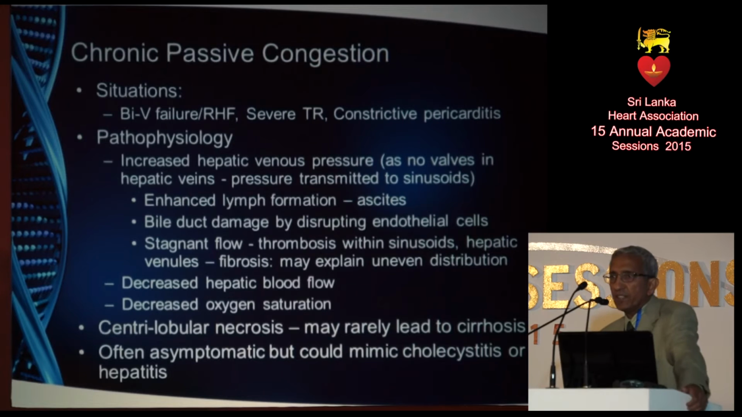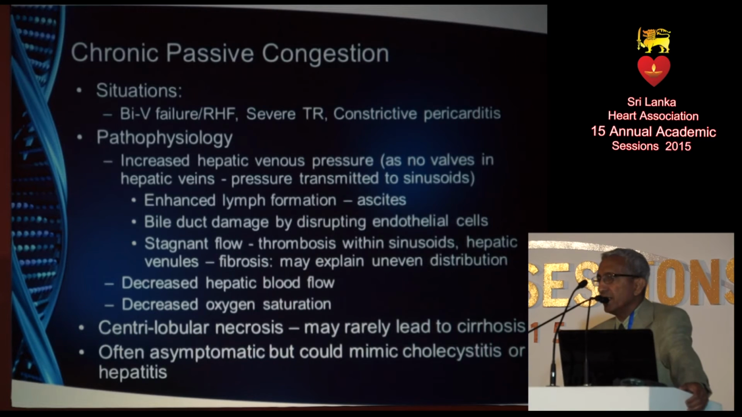The second group that we are looking at would be the chronic passive congestion due to chronic heart failure. So predominantly, this is a right heart failure problem, which obviously could be secondary to left heart failure, which is biventricular failure. On the other hand, one could have severe tricuspid regurg, constrictive pericarditis, restrictive pericarditis, and so on. So the primary problem here is the increased hepatic venous pressure. And as I said, as there are no valves in the hepatic veins, this is directly transmitted to the sinusoids.